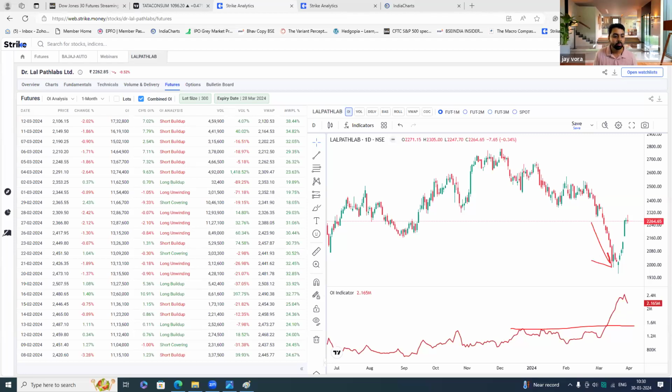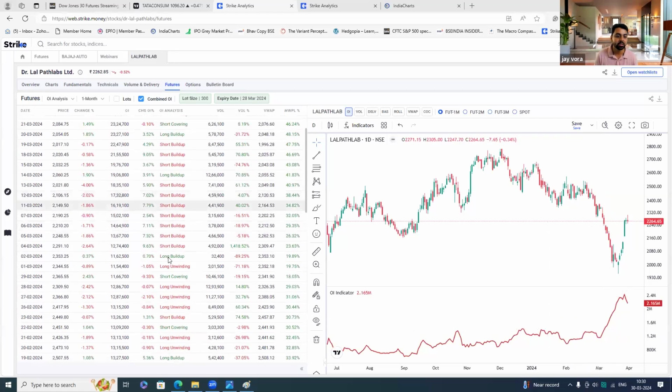So the point from which the stock started to rise higher was somewhere around 4th of March. Okay. Which is basically this point. So you can see over here that the entire shorts were sort of built up.